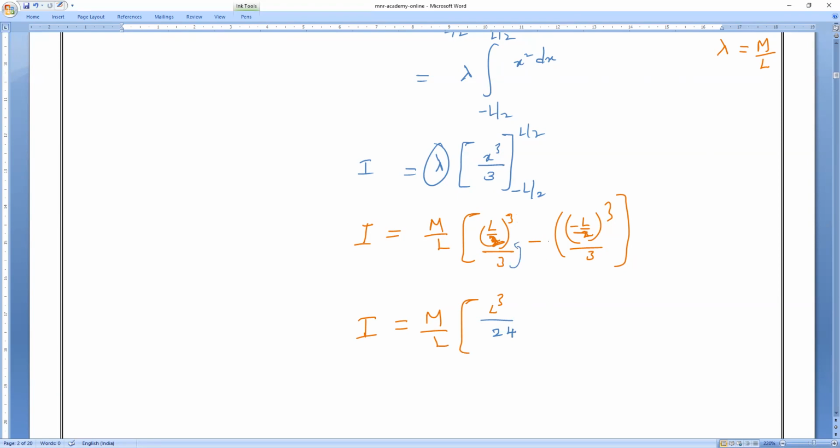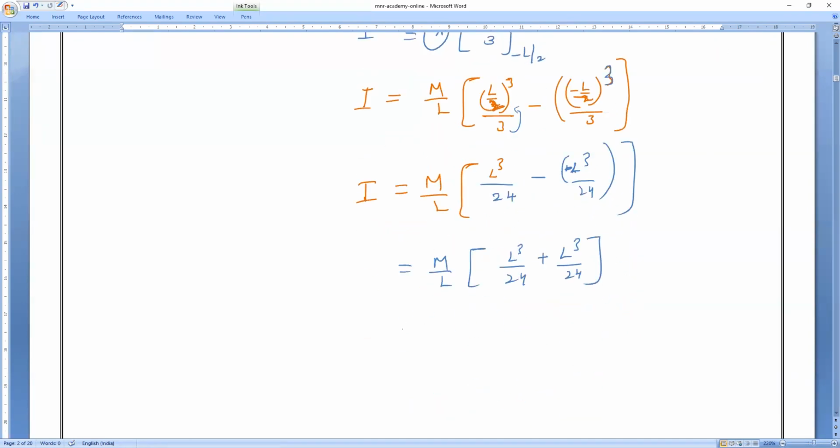Next, minus of minus, because it is an odd power, so again minus will come, it will become minus L cube divided by 24. Is it okay, everybody? So minus of minus will be plus. So m by L into L cube divided by 24 plus L cube divided by 24. So if I multiply these two, sorry, addition.